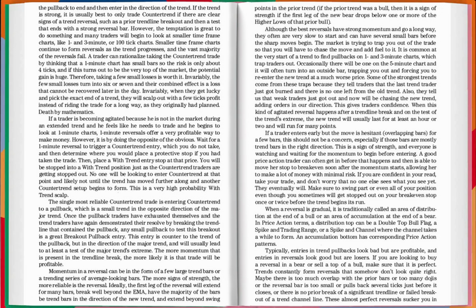Momentum in a reversal can be in the form of a few large trend bars or a trending series of average-looking bars. The more signs of strength, the more reliable the reversal. Ideally, the first leg of the reversal will extend for many bars, break well beyond the EMA, have the majority of the bars be trend bars in the direction of the new trend, and extend beyond swing points in the prior trend. If the prior trend was a bull, then it is a sign of strength if the first leg of the new bear drops below one or more of the higher lows of that prior bull.